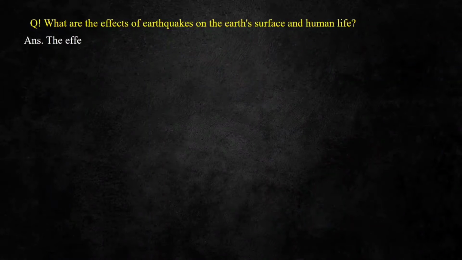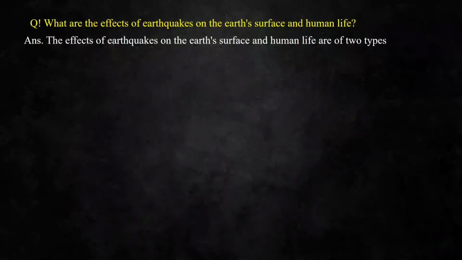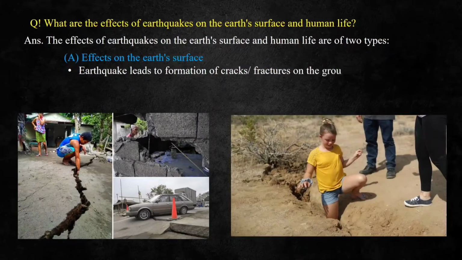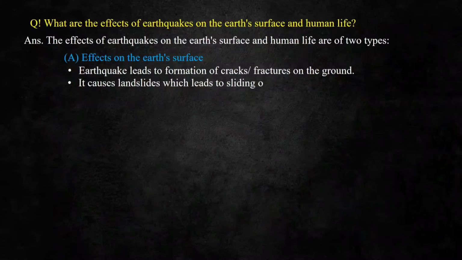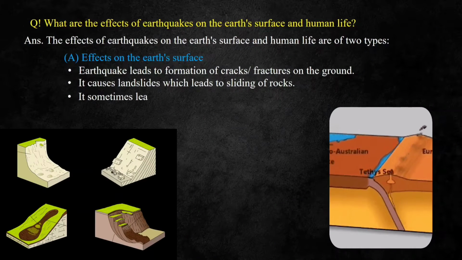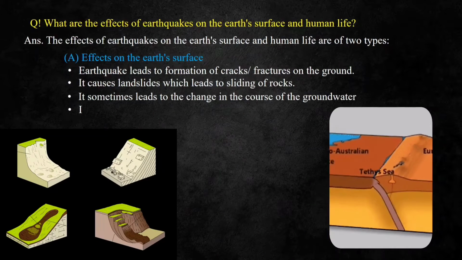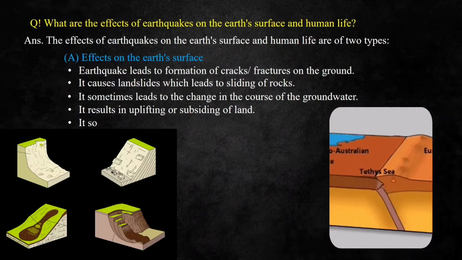What are the effects of earthquake on Earth's surface and human life? The effects of earthquake on Earth's surface and human life are of two types. Effects on Earth's surface. Earthquake leads to the formation of cracks and fissures on the ground. Now you can see in the images. Second point, it causes landslides which lead to sliding of rocks. It sometimes leads to a change in the course of groundwater. Groundwater also changes.